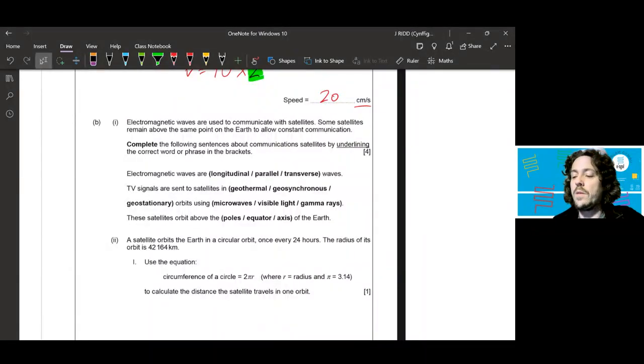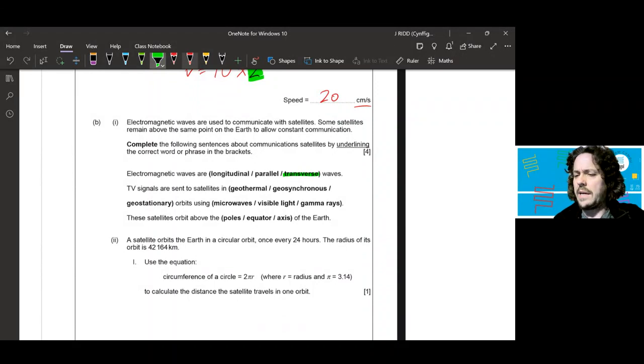Part B then, this is all to do with satellites. Electromagnetic waves are used to communicate with satellites. Some satellites remain above the same point on the Earth to allow constant communication. Complete the following sentences about communication satellites by underlining the correct word or phrase in the brackets. Electromagnetic waves are transverse waves.